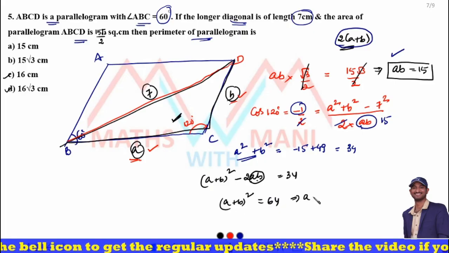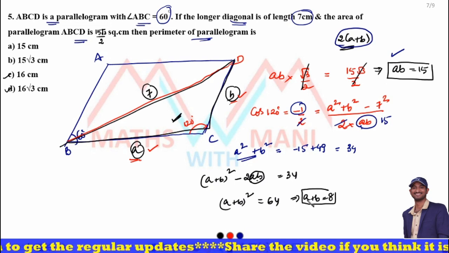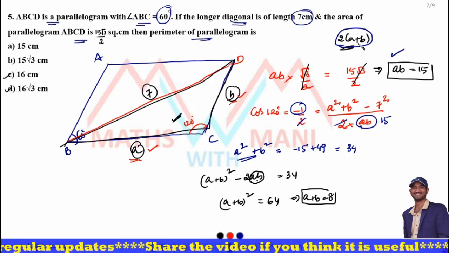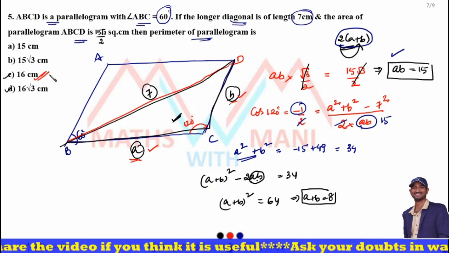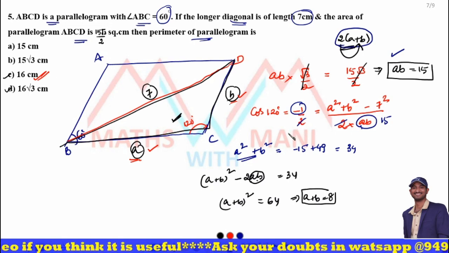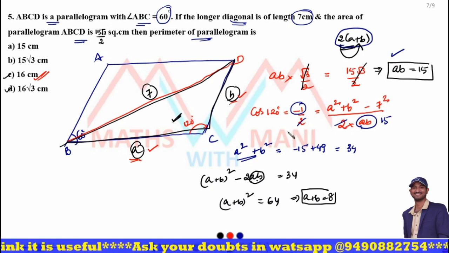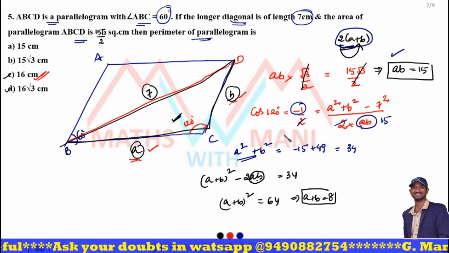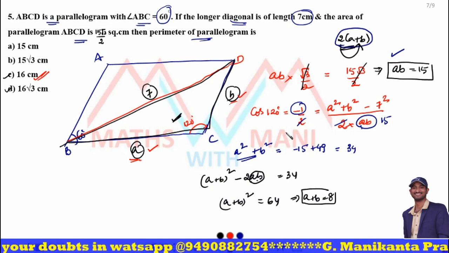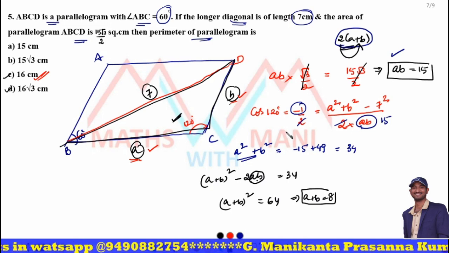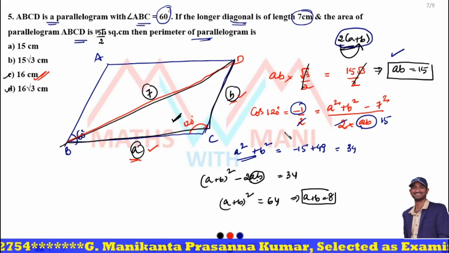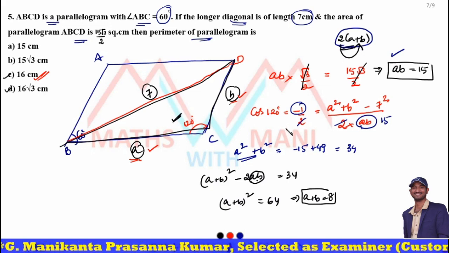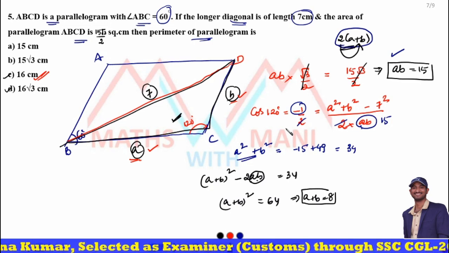So what is the value of A plus B? 8. Since A plus B is 8, so 2 into 8, that is 16 centimeters, is the perimeter of the parallelogram. That's it. You have to solve this problem in this way only. There is no other method. Okay. You have to solve it in this way, and the correct answer is option C. I hope it is clear. We already discussed the same model in our videos also, in the parallelogram videos itself. I hope all of you are clear.